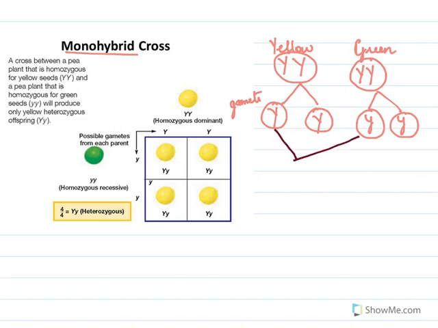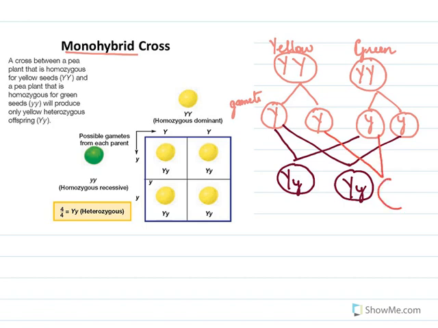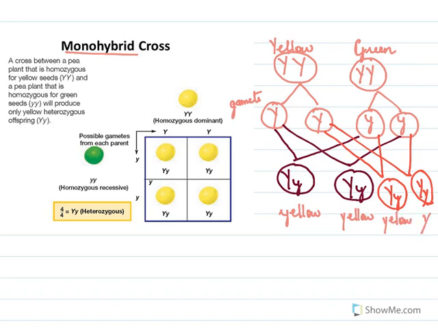And for fusion, we have this gamete with this. So this will give us capital Y, small y. Then this with this one. So now you have capital Y, small y. And then we'll have this with this, capital Y, small y, and this with this, capital Y, small y. And you'll expect all of them to be yellow because the yellow is dominant. This also yellow.